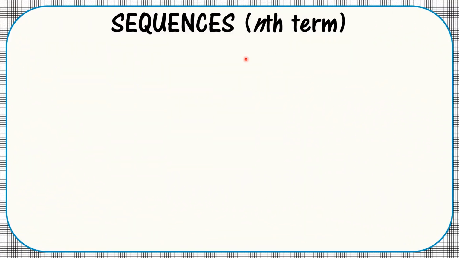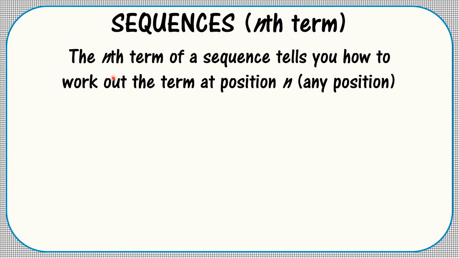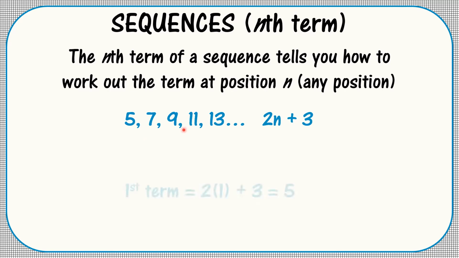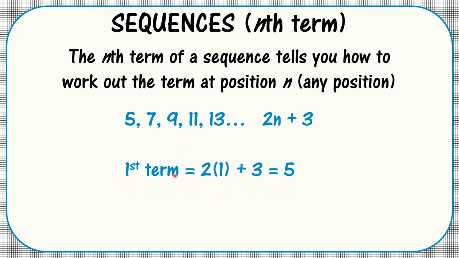Now we will go through nth term. So the nth term of a sequence tells you how to work out the term at position n. So basically it is a general rule, and you can use this general rule to work out the term in this sequence. So for example, if we want to work out the first term, we know that the general rule for this sequence is 2n plus 3. In the next few slides, I will explain to you how we get the nth term, but for now we'll work through this example.